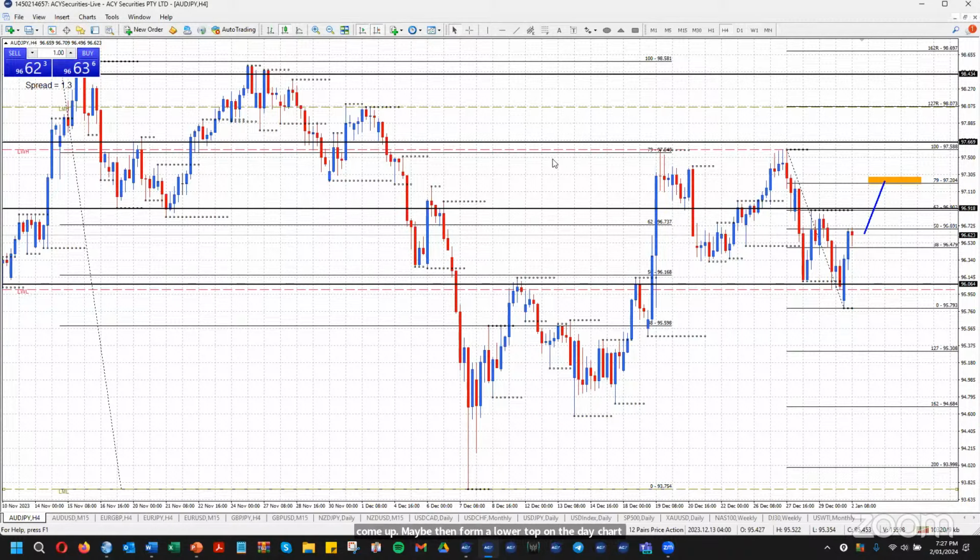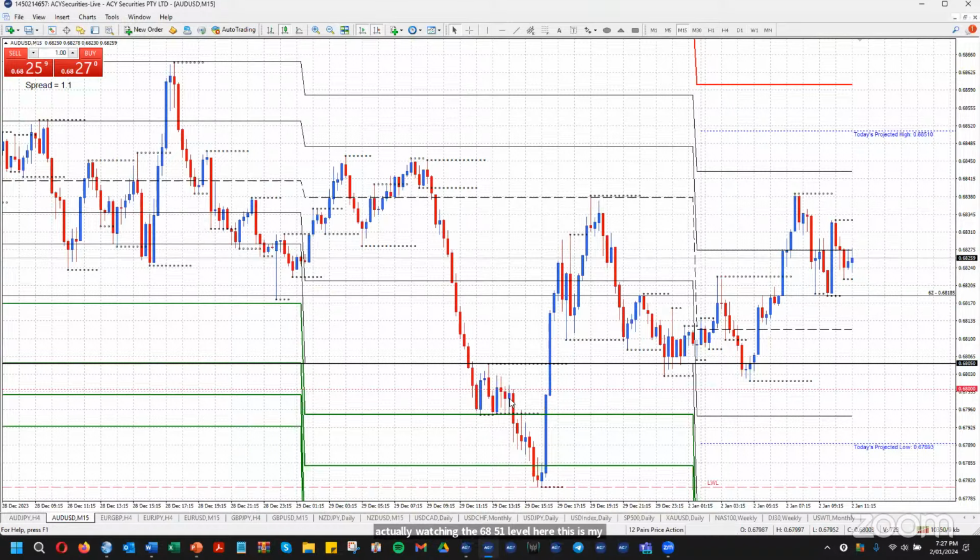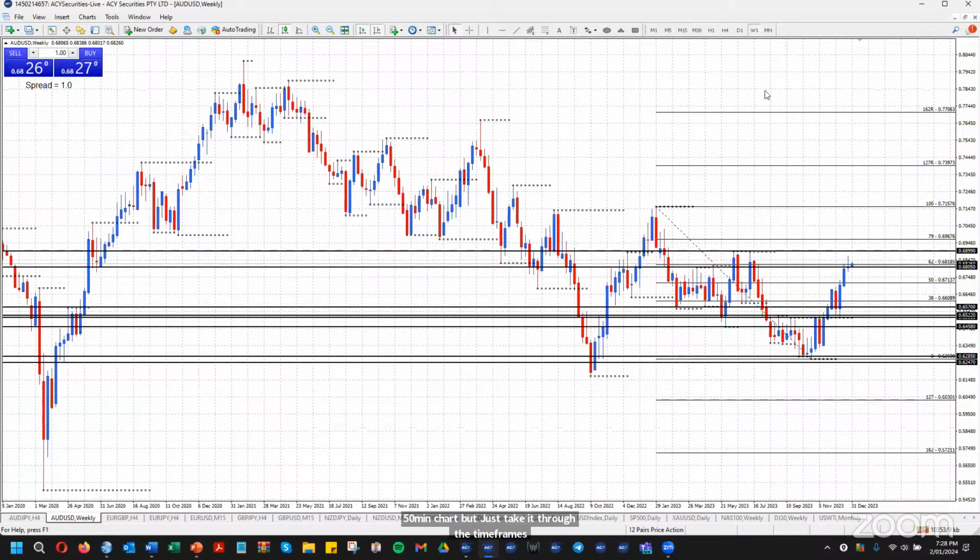All right. That's what I'm watching now on the Aussie yen. Aussie dollar, I'm actually watching the 68.51 level here. This is my 50-minute chart, but just take it through the time frames. We have traded above the 68.00 level. And this fib that I've got drawn is across the whole of last year's range. So we're at the 62% level of last year's trading range at the moment.